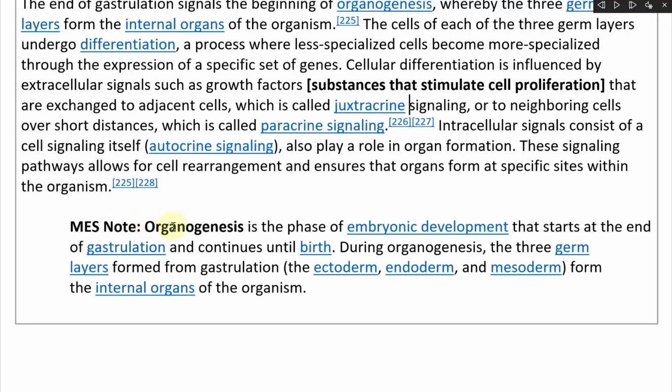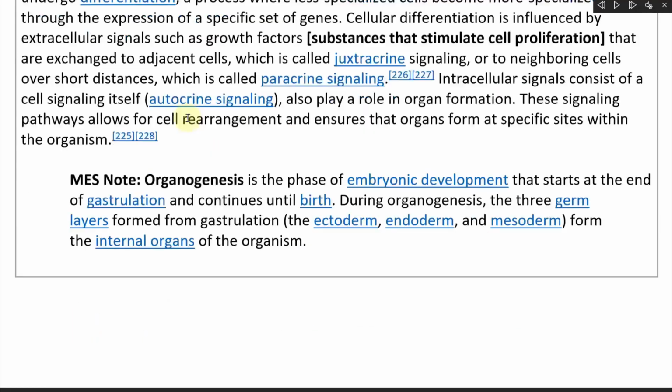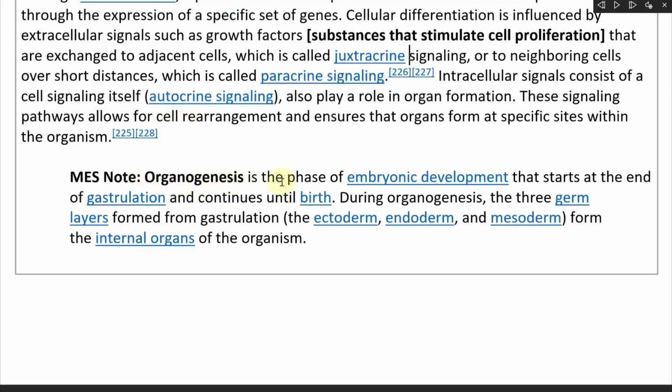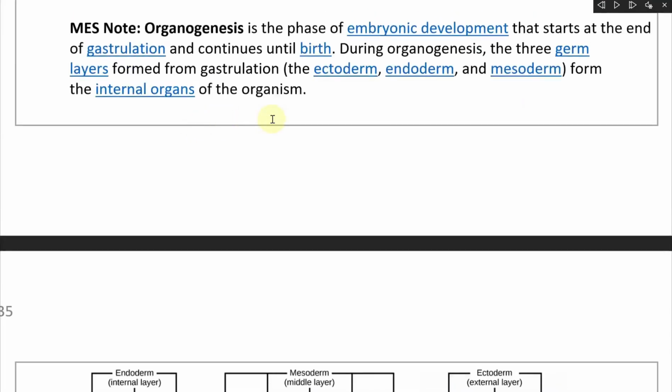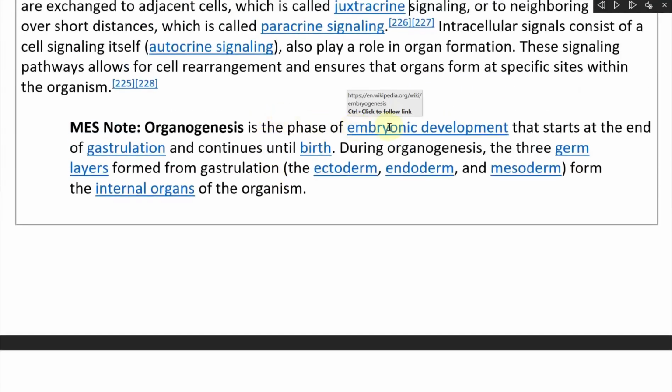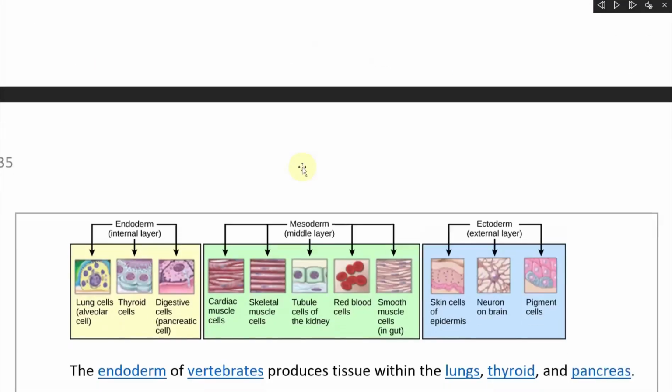So note right here, organogenesis is the phase of embryonic development that starts at the end of gastrulation and continues until birth. During organogenesis, the three germ layers formed from gastrulation, the ectoderm, endoderm, and mesoderm, form the internal organs of the organism. So basically, once these three germ layers are created at the end of gastrulation, it forms the internal organs of the organism. It continues until birth. Yes, very, very interesting.